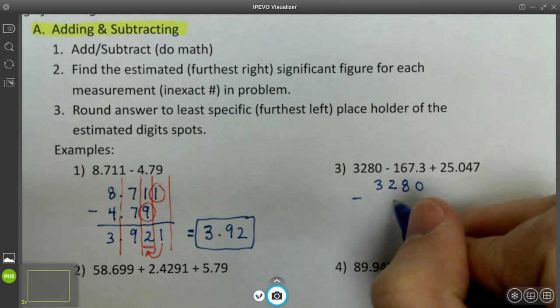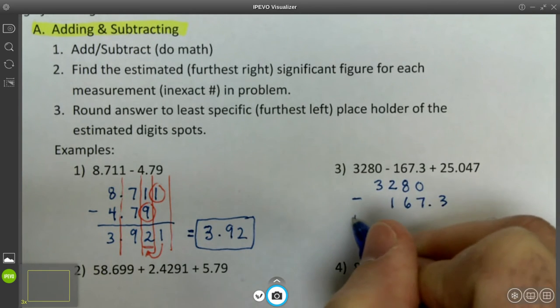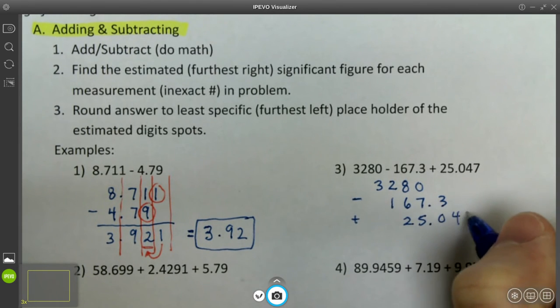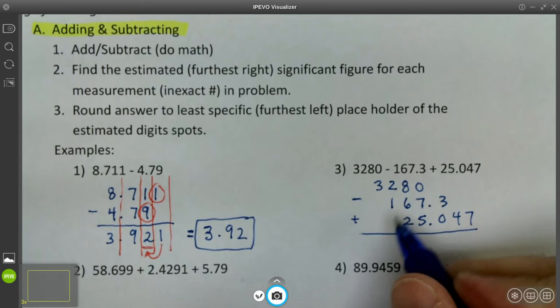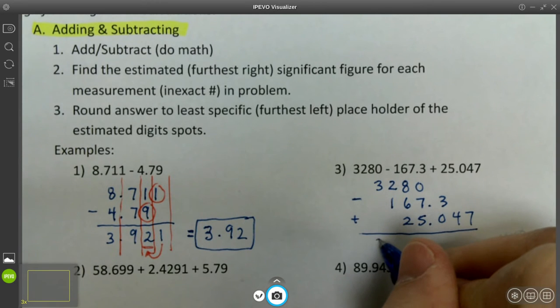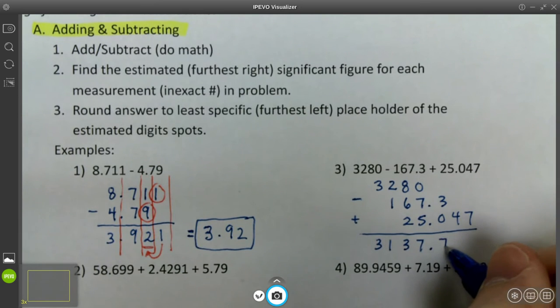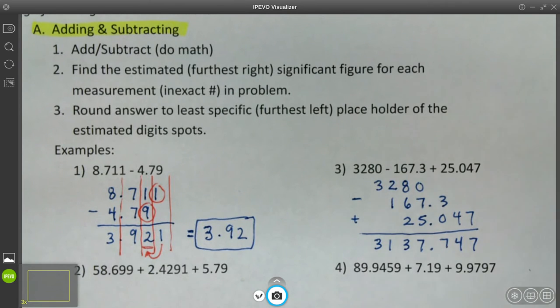Minus 167.3 plus 25.047. Okay, I'm going to do the math. So 3280 minus 167.3 plus 25.047 gives us 3,137.747. Okay, now we need to figure out where we're going to round our answer to.